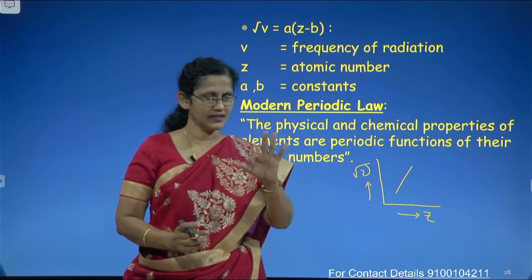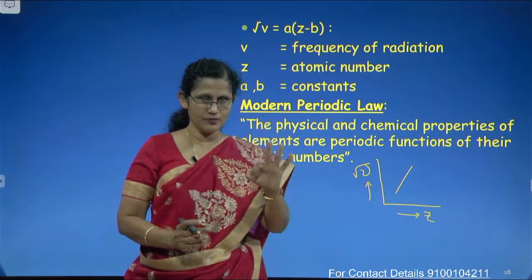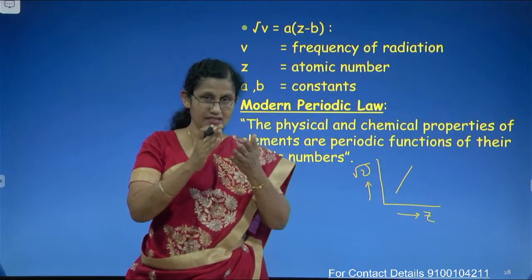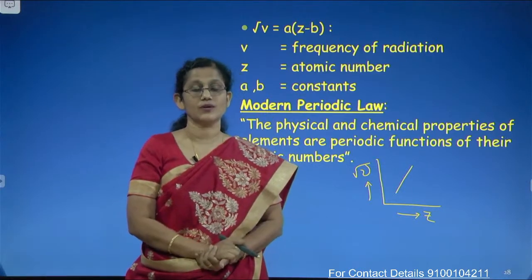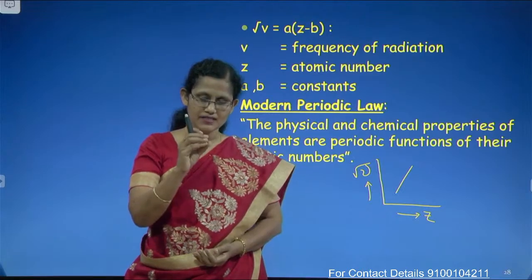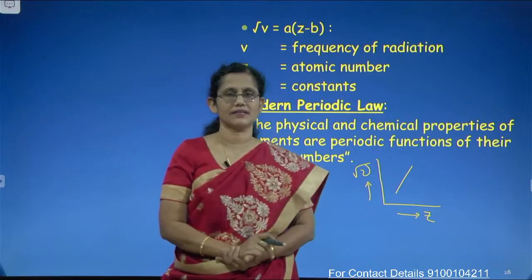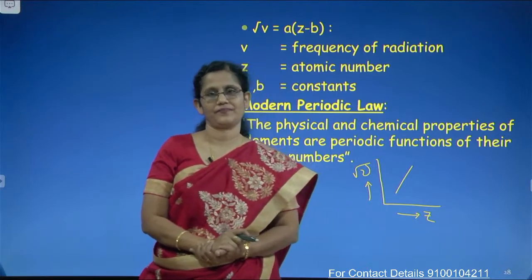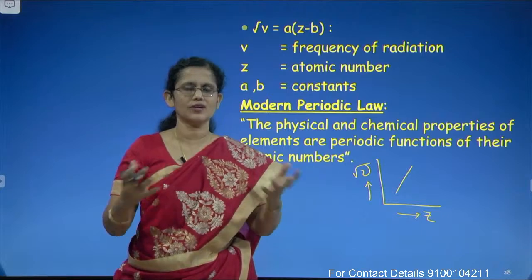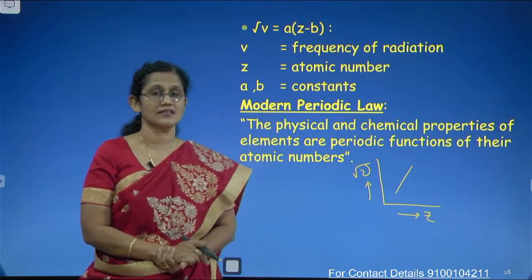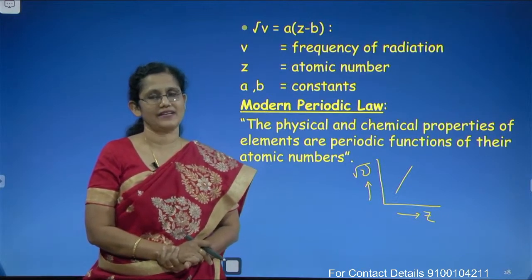What is Dobereiner's law of triads? Dobereiner kept three elements as a unit or a group, arranging elements with similar properties. What he observed: the atomic mass of the middle element is the average of the atomic masses of the terminal elements, the first and third elements. But this did not work out for all other examples. So Dobereiner's law of triads failed, right.